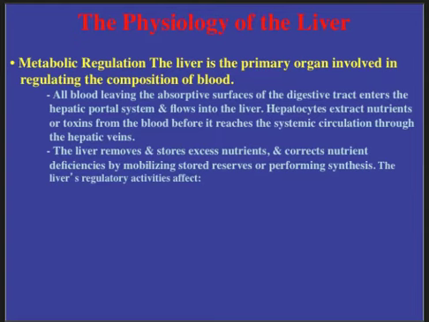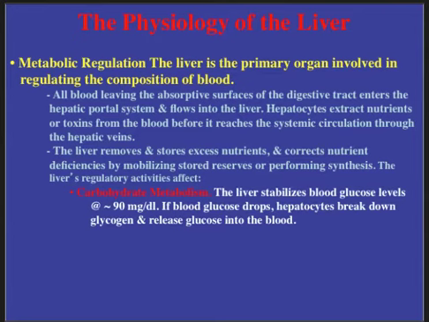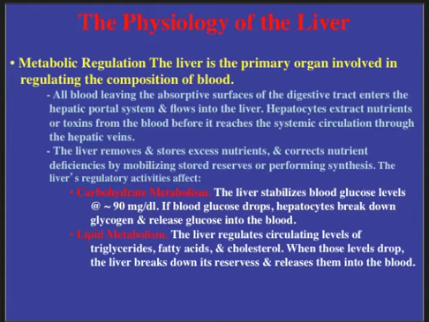The liver's regulatory activity affects carbohydrate metabolism. The liver has a huge role in stabilizing blood glucose at around 90 milligrams per deciliter. If blood glucose drops, the hepatocytes break down glycogen and release glucose into the blood to elevate those levels back within homeostatic limits. It's also involved in lipid metabolism. The liver regulates the circulating levels of triglycerides, fatty acids, and cholesterol. When these levels drop too much, the liver breaks down its reserves and releases them directly into the blood.